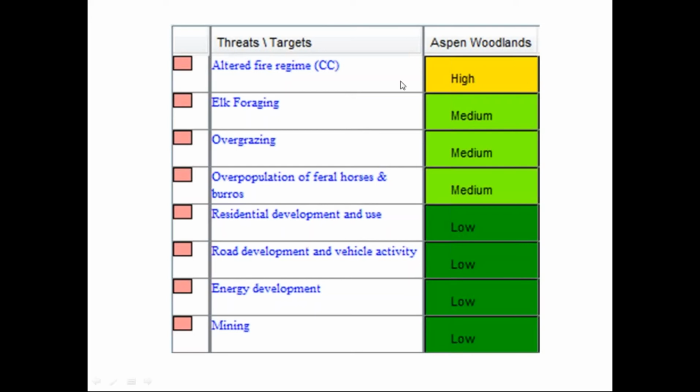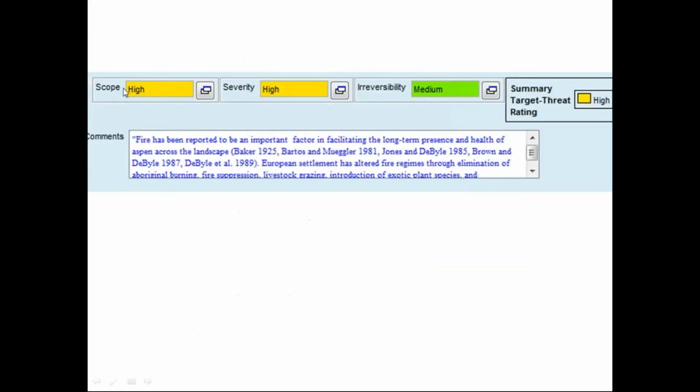Altered fire regimes came out as high, and how did we do that? We looked at three elements of a threat. One is the scope: how pervasive is this threat across the whole landscape, the whole study area? We said it was high. How severe is it? We said high. And how irreversible is it? Well, things can grow back after fires, so we're saying medium. We have some information and resources that we've used to support that. What we'd be asking from you is, does this make sense? Do you have any other information or resources to support or not support that?